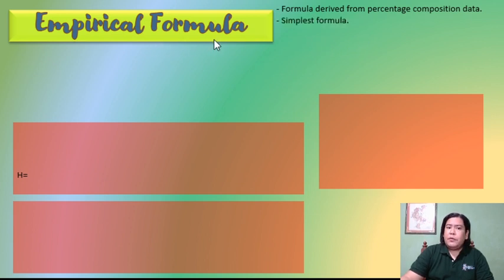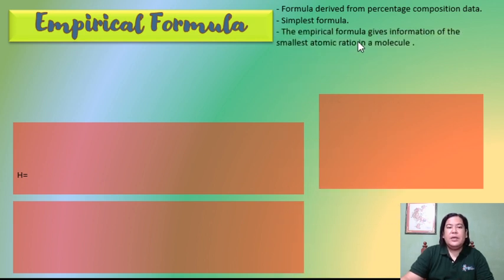The empirical formula is also called the simplest formula kasi kung makikita ninyo, all the ratio or the subscript in the empirical formula is in the smallest mole value or smallest subscript. Simplified. The empirical formula gives information of the smallest atomic ratio in a molecule. When we are talking about atomic ratio, we are dealing with the subscript of your empirical formula.